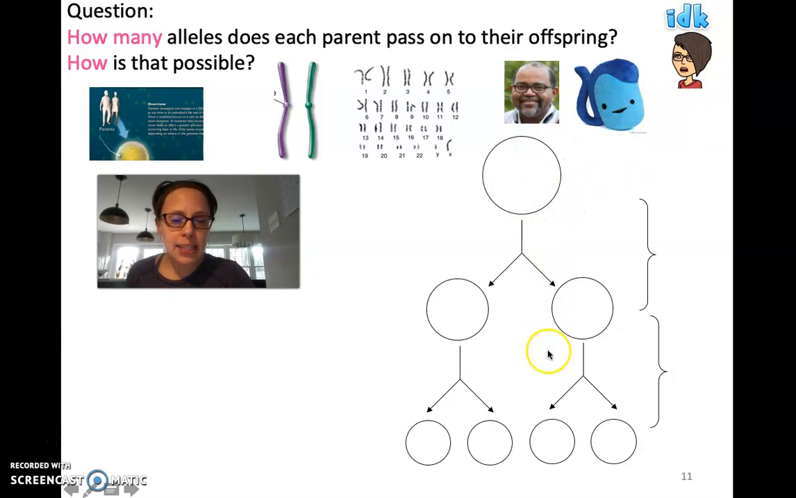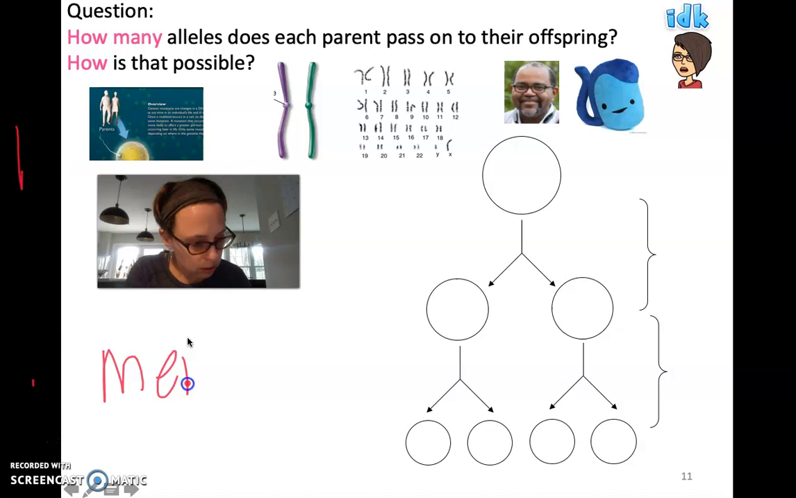And this is a schematic of that division. And this division here is special. It's not mitosis. Au contraire, mon frère. It is called meiosis.